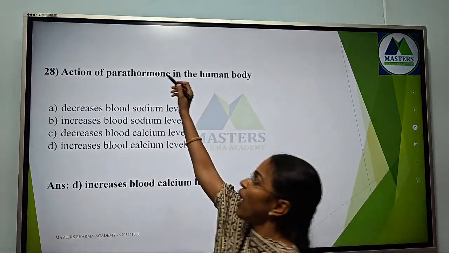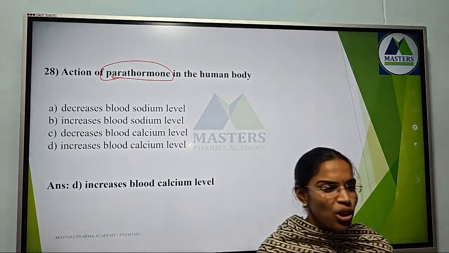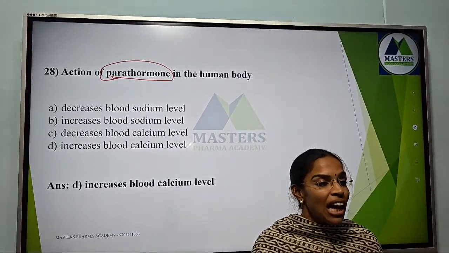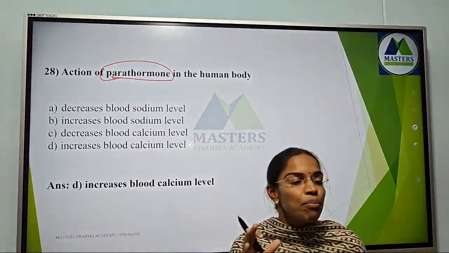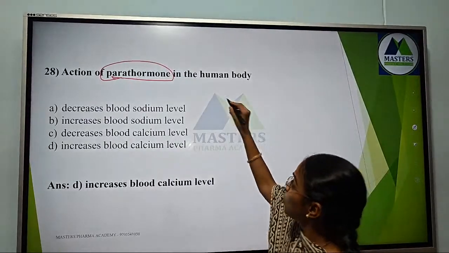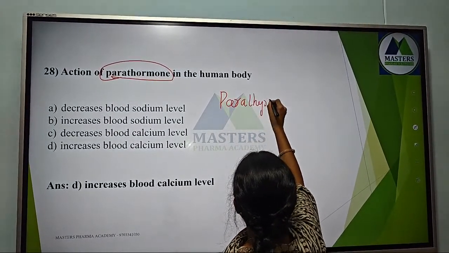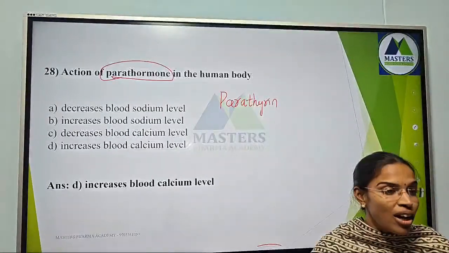So remember, parathormone is something related to thyroid. Parathormone is also known as parathyroid hormone. The other name for parathormone is parathyroid hormone. It is also known as parathyrin. What does it cause?